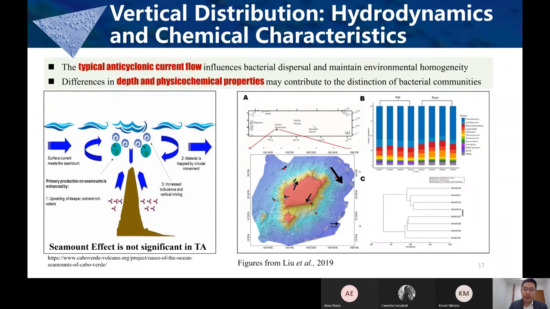Here is another case of the hydrodynamics and chemical characters affecting the benthos. The typical anticyclonic current flow influences the bacteria dispersal and maintains environmental homogeneity.